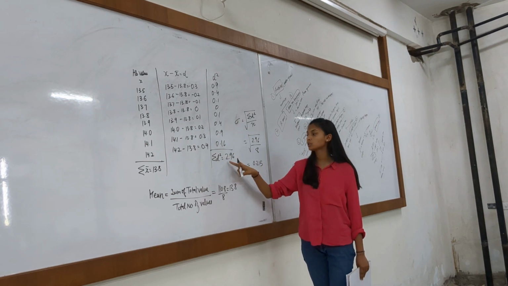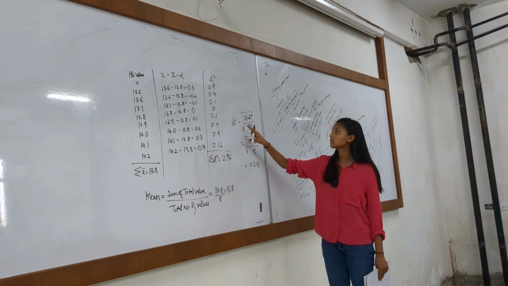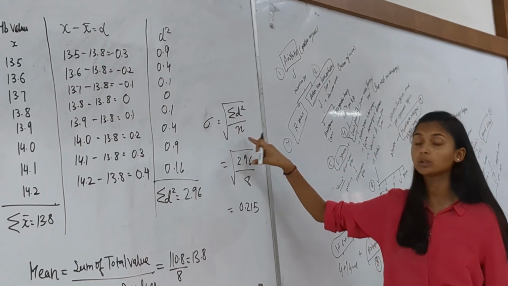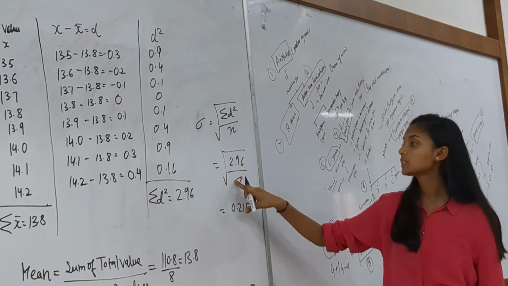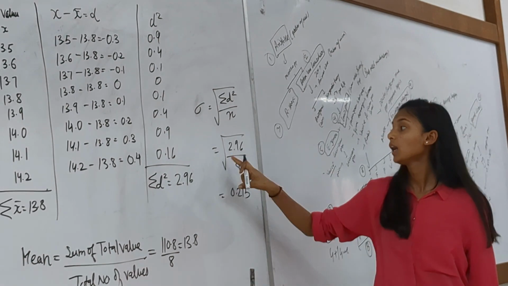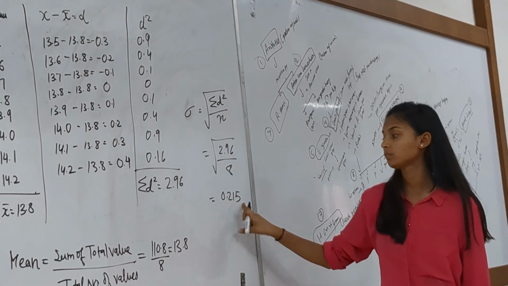Sum of D square is 2.96, and the standard deviation formula is root of sum of D square divided by total number of values n. This gives sum of D square is 2.96. 2.96 divided by 8 gives 0.215.